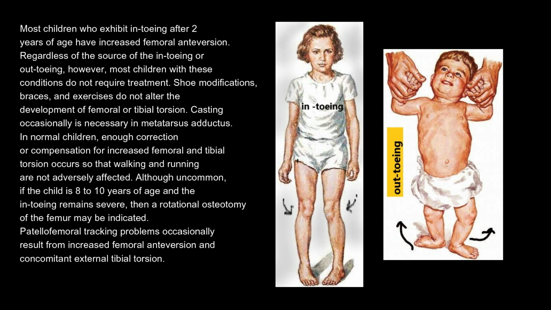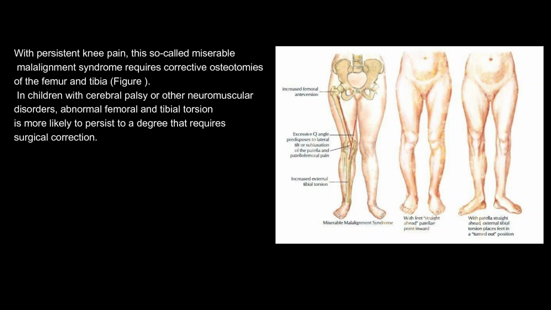Although uncommon, if the child is 8 to 10 years of age and the in-toeing remains severe, then a rotational osteotomy of the femur may be indicated. Patellofemoral tracking problems occasionally result from increased femoral anteversion and concomitant external tibial torsion. With persistent knee pain, this so-called miserable malalignment syndrome requires corrective osteotomies of the femur and tibia, figure. In children with cerebral palsy or other neuromuscular disorders, abnormal femoral and tibial torsion is more likely to persist to a degree that requires surgical correction.